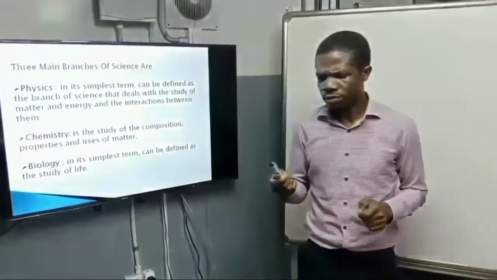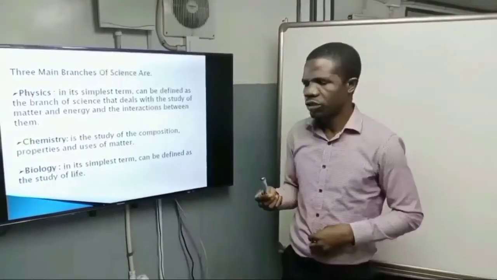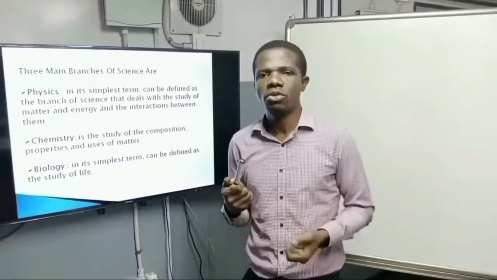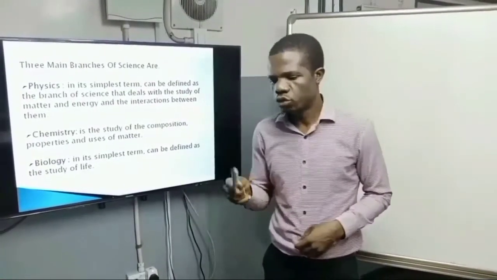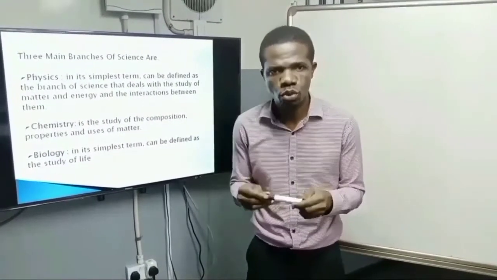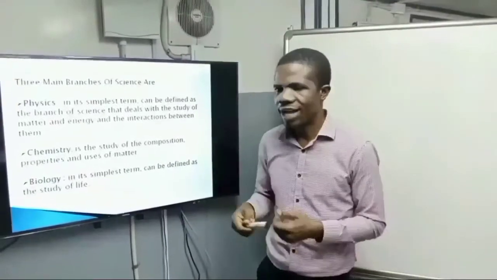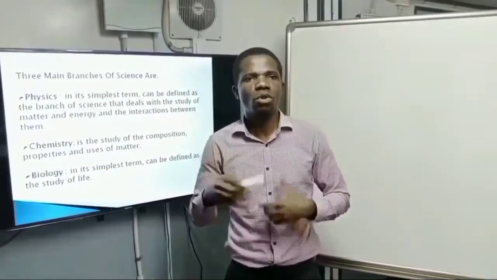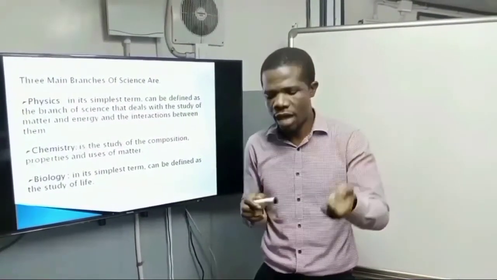I'm trying to use this marker pen to explain further these three branches of science. If this marker pen is given to a biologist, he may have little or nothing to say about it because it does not have life in it. But if you give this to a chemist, the chemist will examine it by telling you what and what was put together before this marker was produced, which is the composition. He will also go ahead to tell you about the properties. Properties include, if this is subjected to heat, what will happen to it? Will it remain the way it is, or will there be a change in shape and form?